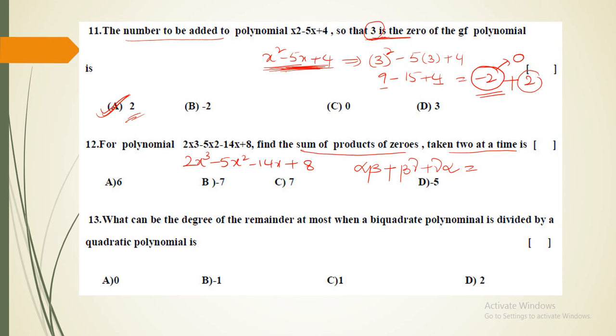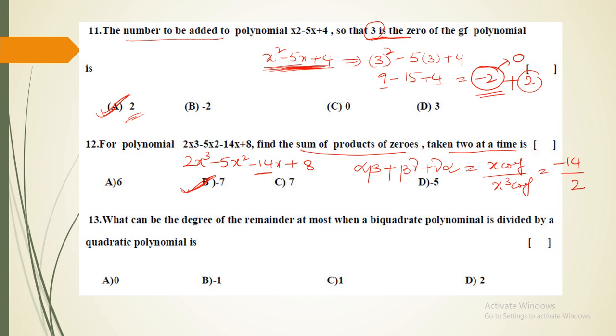So what is the formula? Since it is a cubic polynomial, the formula is nothing but x coefficient by x cube coefficient. So what is the x coefficient from this? The x coefficient is minus 14, and the x cube coefficient is 2. So minus 14 by 2 is minus 7.